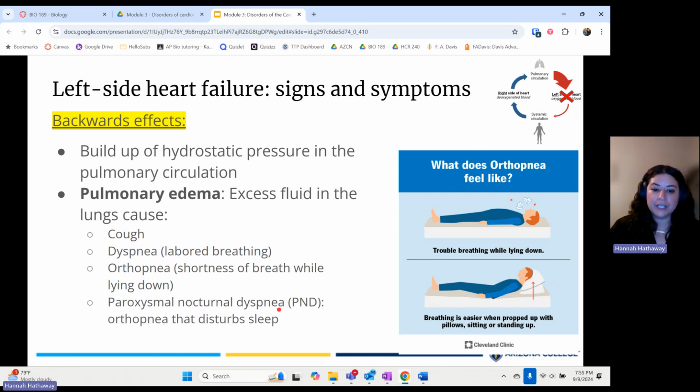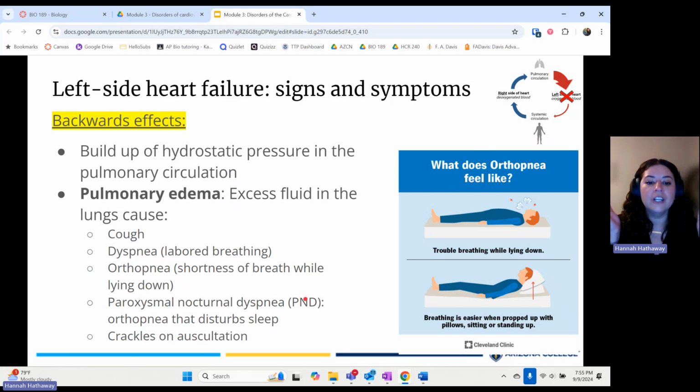Another one, paroxysmal nocturnal dyspnea. Nocturnal meaning during the night. So this is essentially orthopnea, but while sleeping. The nocturnal tells you it's while sleeping, and it's the same idea. You're laying down, and that fluid is spreading out. And just as you're laying down for a long period of time, like when you're sleeping, it's more time for that fluid to spread out and for that effect to occur. These two, orthopnea and PND, are some of the classic symptoms of left side heart failure. So definitely know those.